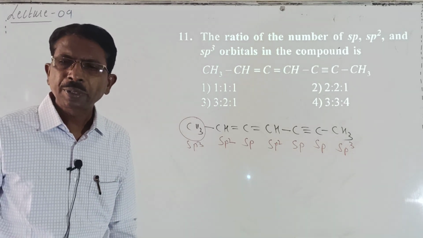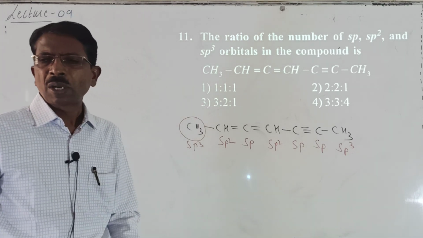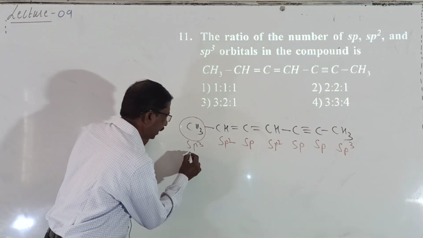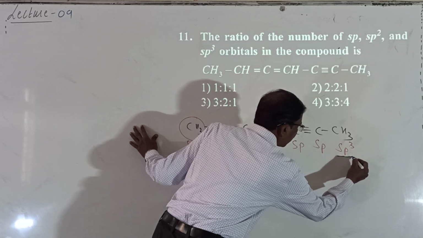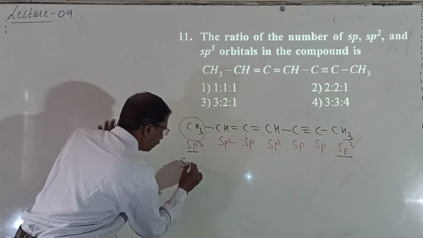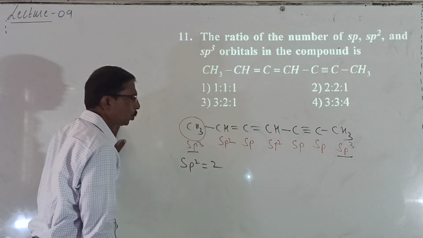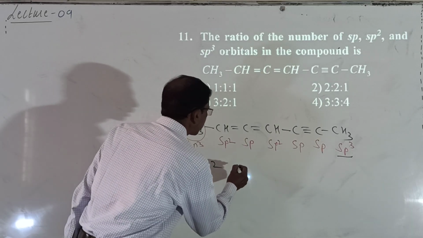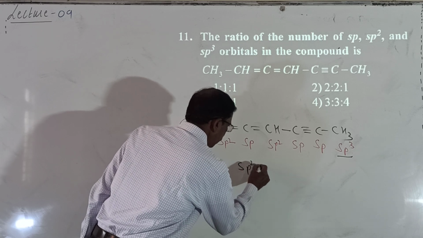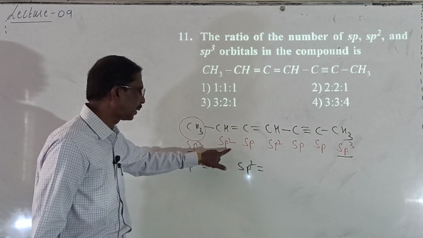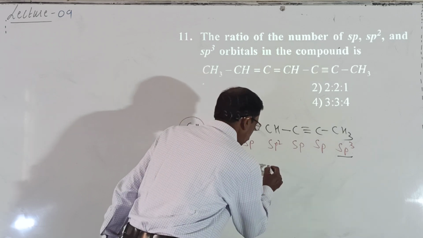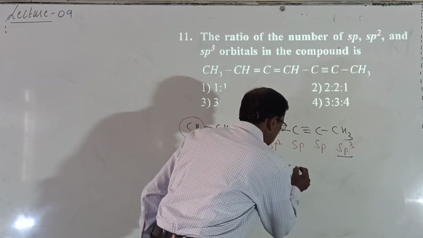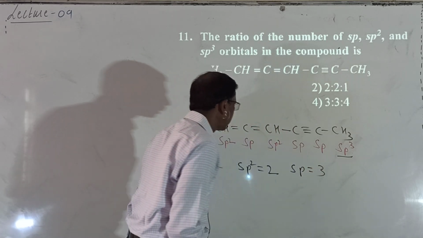sp3, sp2, sp, again sp2, and sp, sp3. So how many sp3 bonds are there? sp3 1, sp3 2. So here there are two sp3 hybrid orbitals. Next sp2, how many sp2 hybrid orbitals are there? 1 and 2. So I will write here 2. Then sp 1 2 3, then sp, so it is 3.